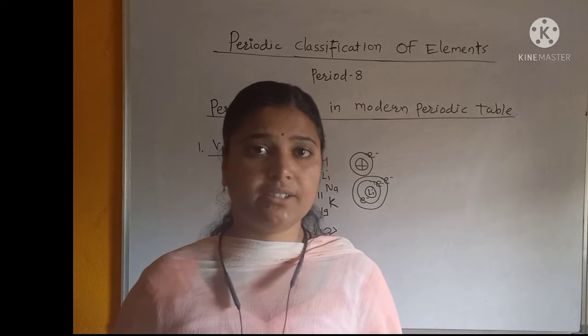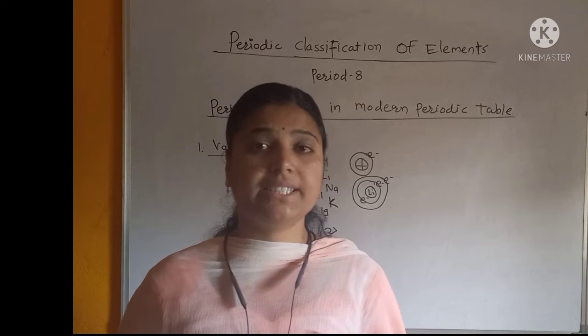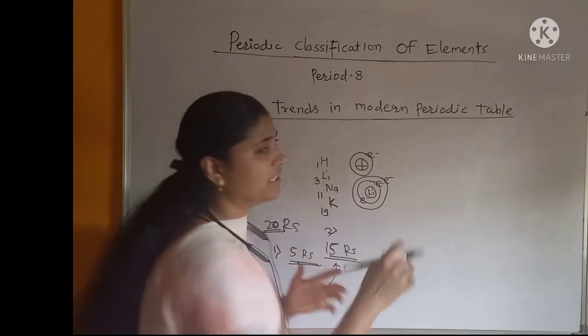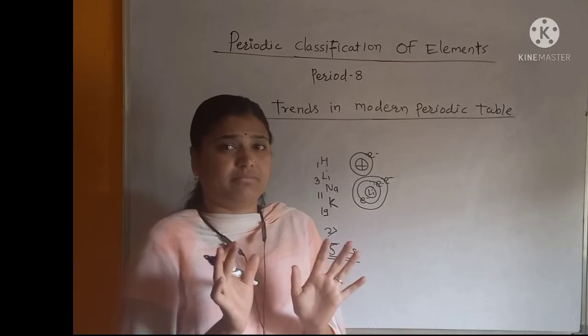So it is a basic thing. According to that, an atom having only one electron easily donates it, which is the best way to donate and become stable.